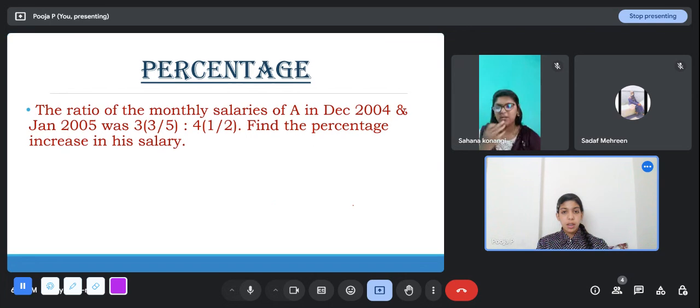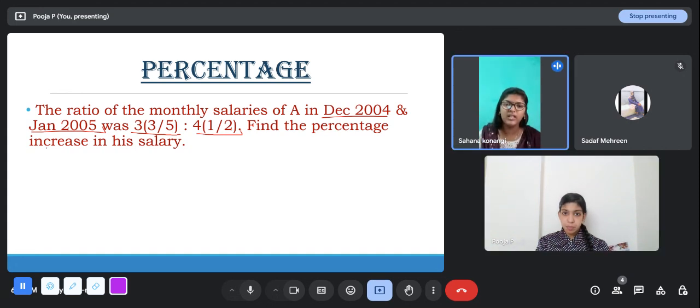Okay. So fine, moving to the next question. The ratio of the monthly salaries of A in December 2004 and January 2005 was 3 and a half is to 4 and a half. Find the percentage increase in his salary. Okay, so in December 2004 it was 3 and a half, and in January 2005, the very next month, they gave an increment to 4 and a half.